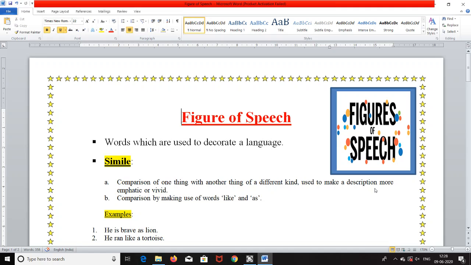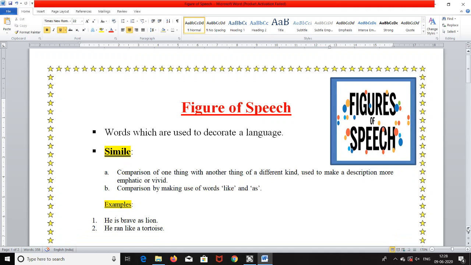Simile is a comparison of one thing with another thing of different kind, used to make a description more emphatic or vivid. It is a comparison by making use of words like and as. So let's see examples. The first one is he is brave as a lion. So we are talking about his chivalrous aspect, and we are comparing it with a lion.